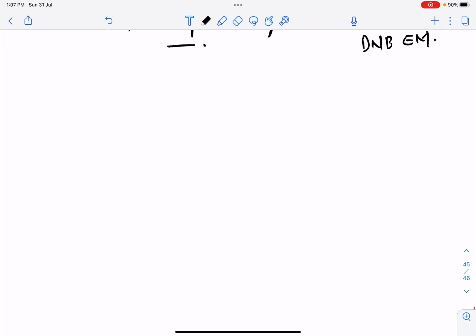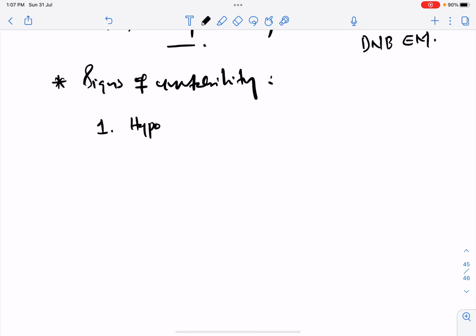Okay, so what are the signs of instability? Signs of instability are common to both tachy and bradycardia. So the first sign is hypotension. Whether the bradycardia or tachycardia is causing hypotension in a patient makes it an unstable brady or unstable tachy.